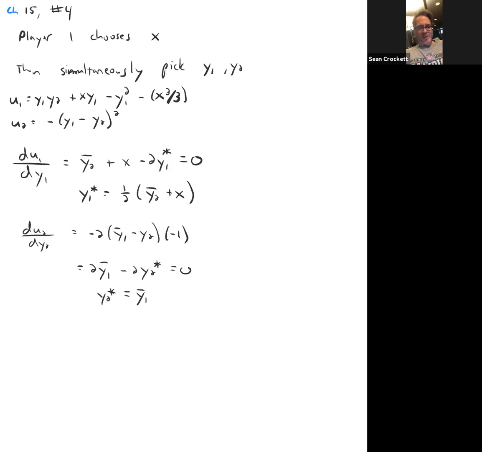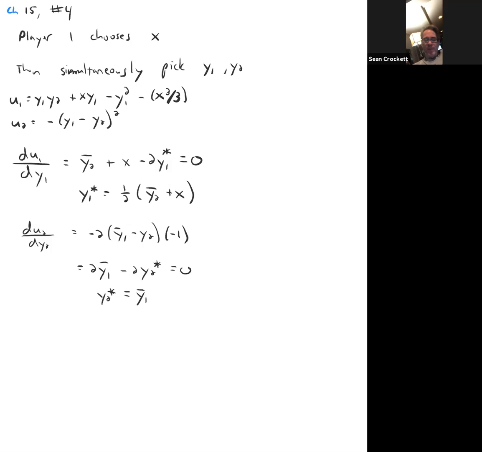So the best that could possibly happen is that player 2 gets a payoff of 0, a utility of 0, when the two numbers equal each other. Otherwise, the further apart they are, the more negative they're going to be. Okay? So these are the best response functions.